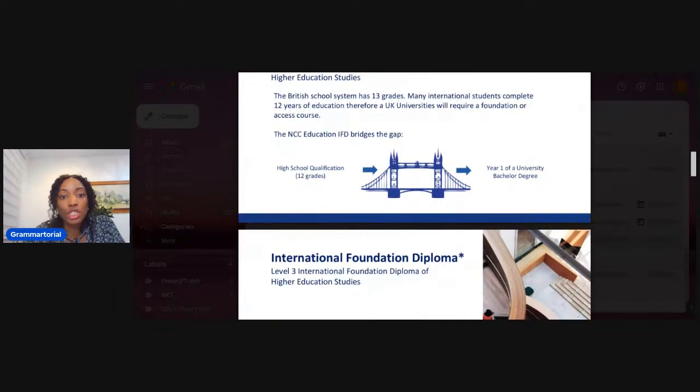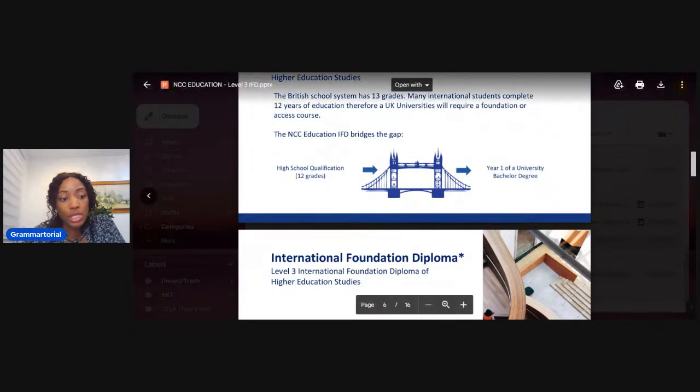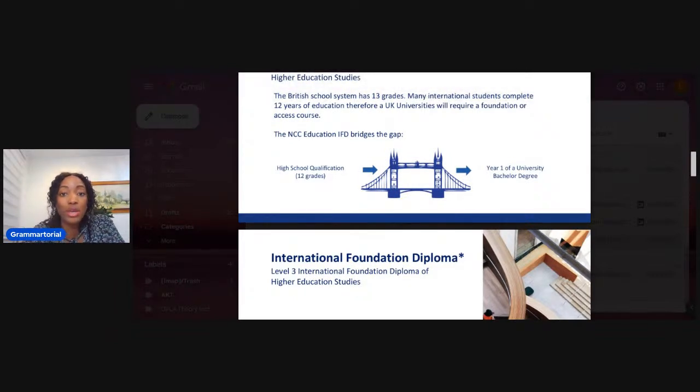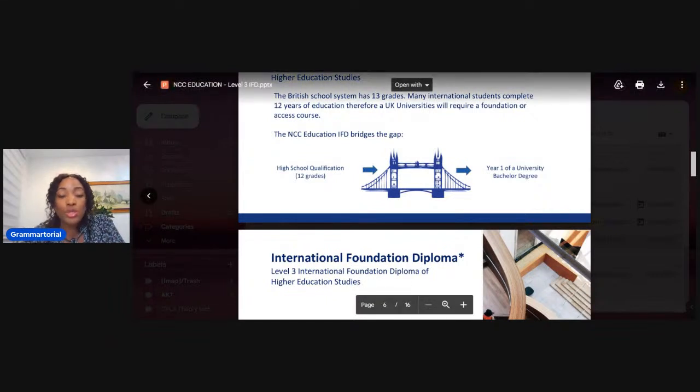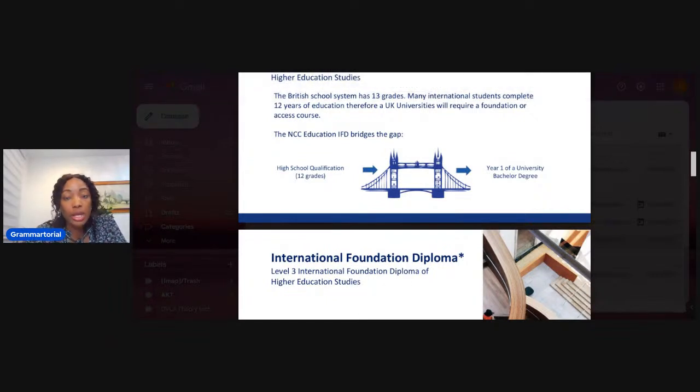So the NCC education with the IFD will bridge that gap, will take you from point A to point B. So that's what the IFD does. It takes you from where you are to where you want to be. So assuming you are somewhere here and this is 20 years after you graduated from secondary school, and you want to get to the UK, you want to get to the Republic of Ireland, you want to get to Canada, or you want to get to the USA, Australia, New Zealand. So what the IFD does is that it acts as a bridge. It acts as a bridge.